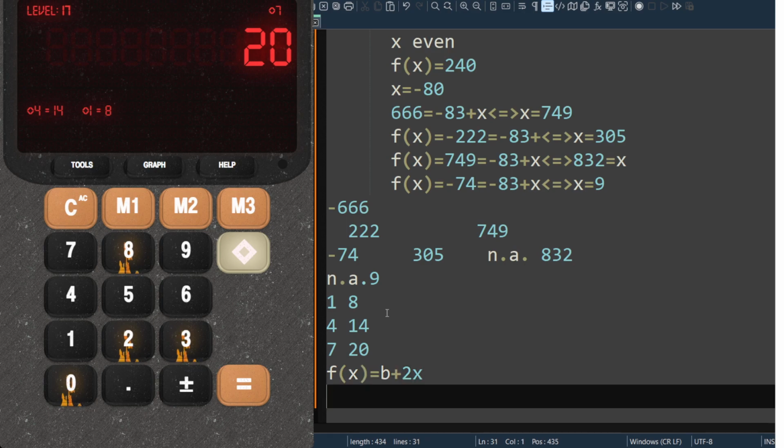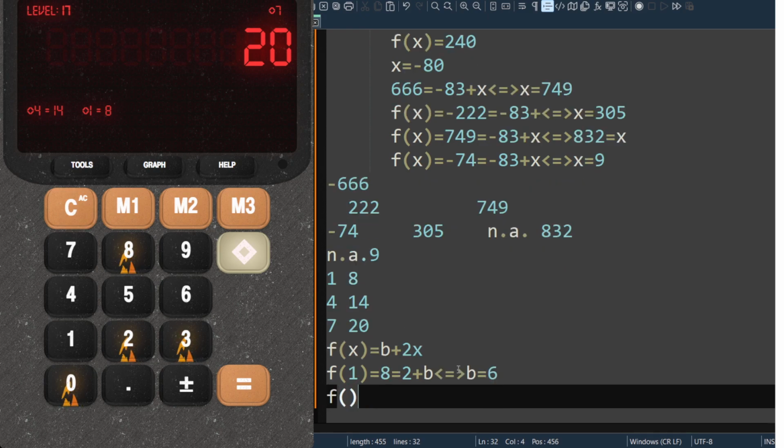We can solve that by having f of 1 equaling, what was it, 8? Equals 2 plus b, which is equivalent to b equaling 6. And that would mean, yeah, okay, we now have a solid function. That's probably correct, let's be honest, but I don't know, and let's really be honest, it now depends on what happens if you, for example, type in 44. Normally this function should give out 96, 94 or something.